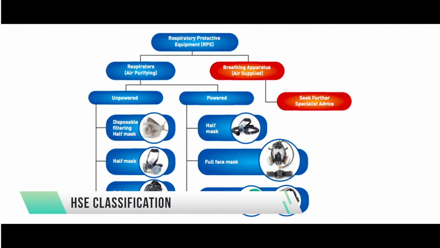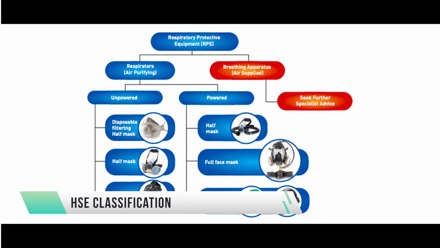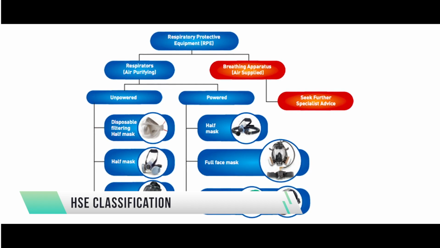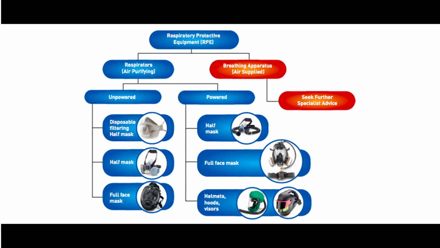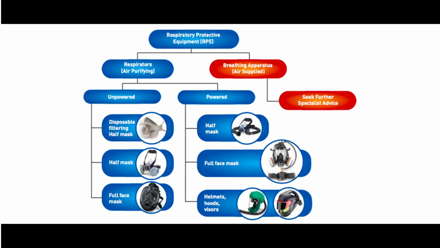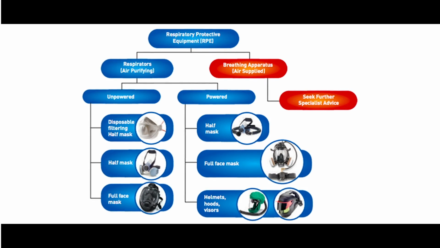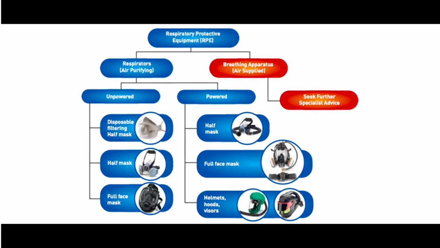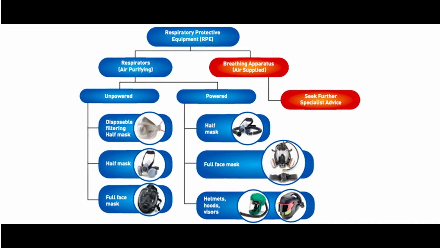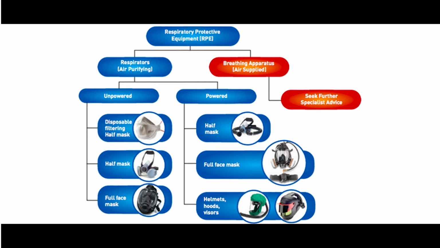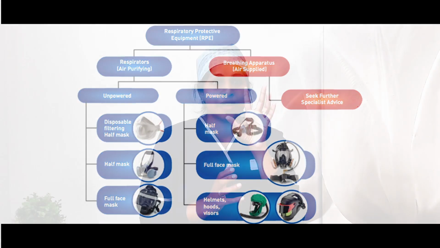To get a good idea of the overall picture of the different types of respirators, look at this diagram here. The Health and Safety Authority has divided respiratory protective equipment into two types: air purifying and air supplied. Air supplied is like for scuba diving, or if you need to be supplied with oxygen, which is not going to be discussed today because it's well out of the topic. We are going to discuss the main topic, the air purifying respirators.